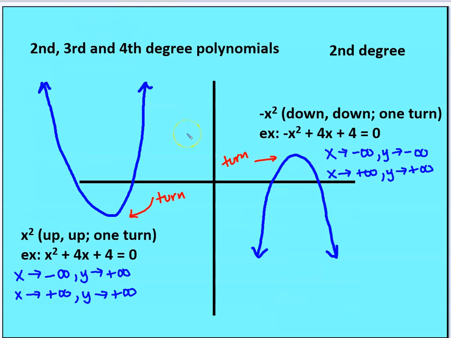So 2nd, 3rd, and 4th degree polynomials end up having turns. I'm going to give you the 2nd degree polynomial first, and then we'll talk about 3rd and 4th. I have one turn in a parabola, in a quadratic. I turn here, it goes up. I turn here, it goes down. A turn is where you go from an increasing function, a positive slope, to a decreasing function, or a negative slope, or vice versa. So I have one turn.